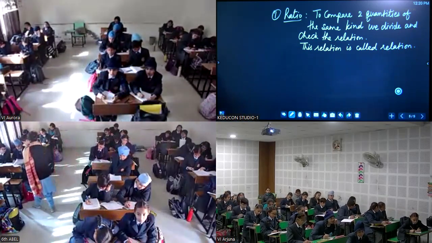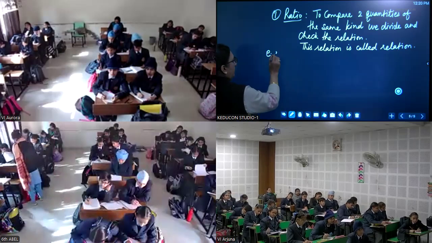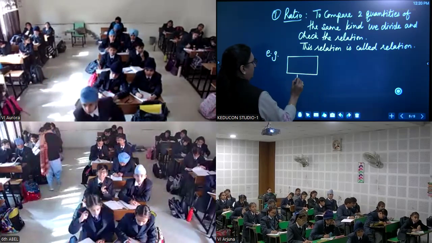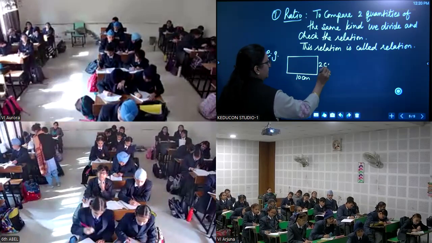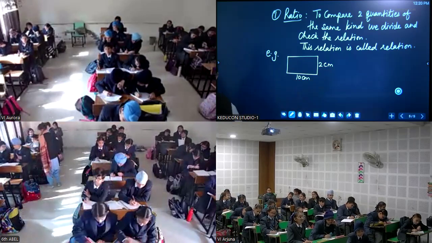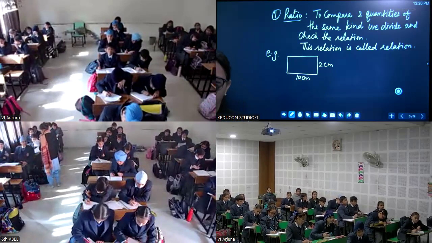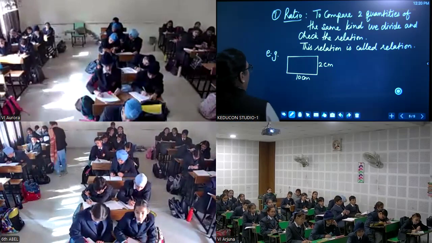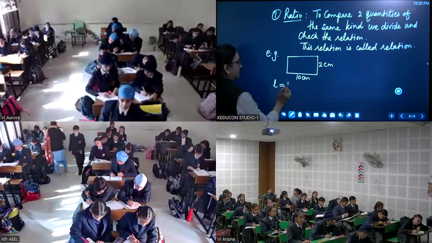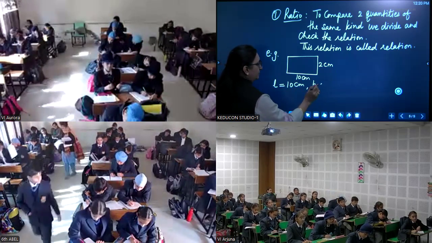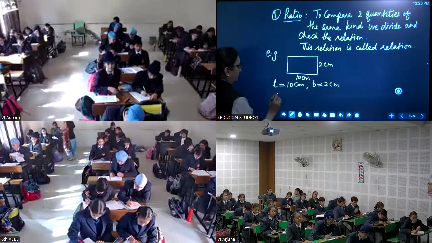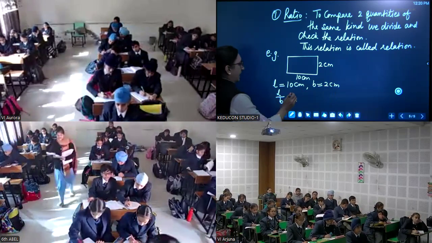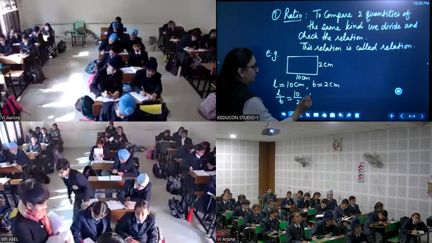Just now I told you how. I gave you the example of length and breadth. We have a rectangle with 10 centimeter as length and 2 centimeter as breadth. Arjuna section has just joined, so I'm repeating this example once more. You can write L is equal to 10 centimeter, breadth is equal to 2 centimeter. When I divide L by B, I will get 10 by 2, which is equal to 5 by 1.